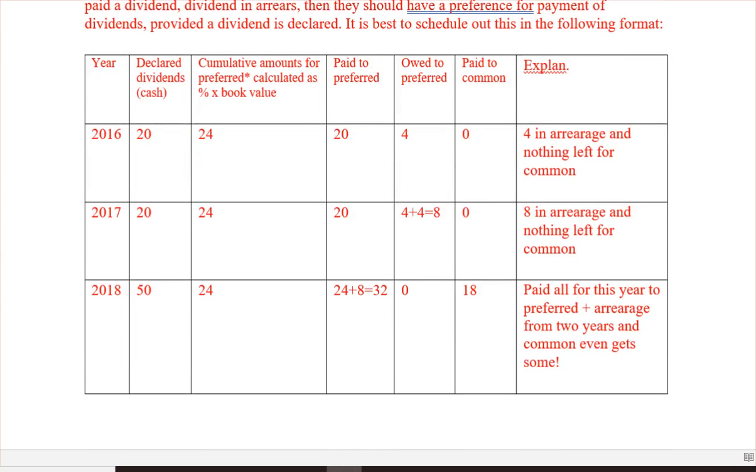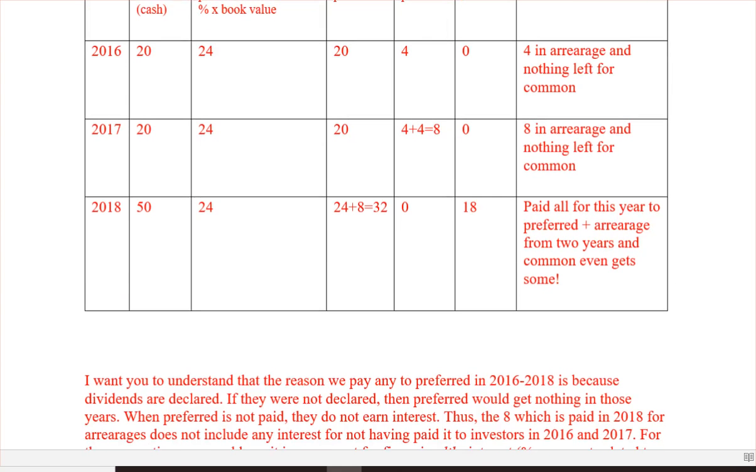Second year, they didn't learn anything. They're still going to pay 20, which means now we have 4 in arrearage from the first year of 2016, 4 in arrearage for 2017, and I say it's owed to preferred, so they're owed 8. No interest is paid on that. They don't get any interest. They just have 8 hanging out there that they need to be paid. I think this is in millions.